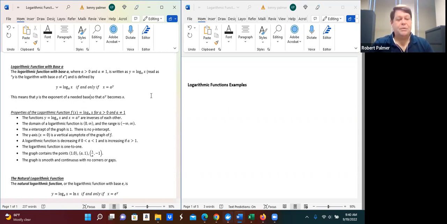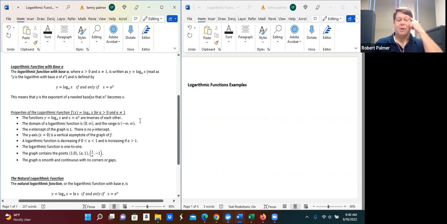Now, let's talk about the properties. We'll go through some of the ideas first, then we'll come over to the right and look at some examples. So the properties of a logarithmic function, we're going to call this f of x equals log base A of x, once again for a greater than 0 and a not equal to 1. As it says, the logarithmic function and its corresponding exponential function are inverses of each other. If you've seen inverses, you understand those properties. The domain of a logarithmic function is 0 to infinity, and the range is all real numbers. If you remember from inverses, you switch your domains and ranges. So for an exponential function, its domain was all real numbers and its range was 0 to infinity.